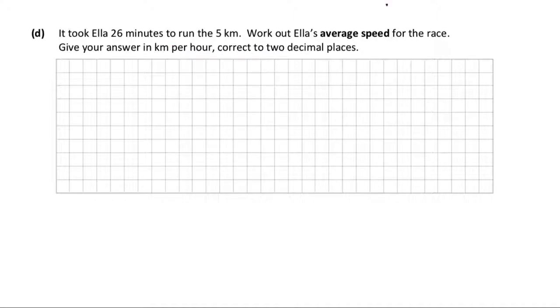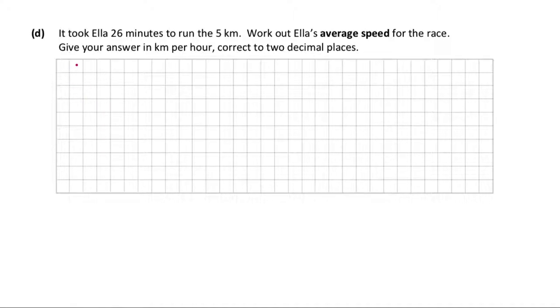Moving on to part C, we know that it took Ella 26 minutes to run the 5 kilometers. We have to work out Ella's average speed for the race. Give your answer in kilometers per hour, correct to 2 decimal places. Okay, so we can either calculate her average speed in kilometers per minute and then multiply it by 60, or we can try to calculate what percentage of an hour is 26 minutes. So let's do this first.